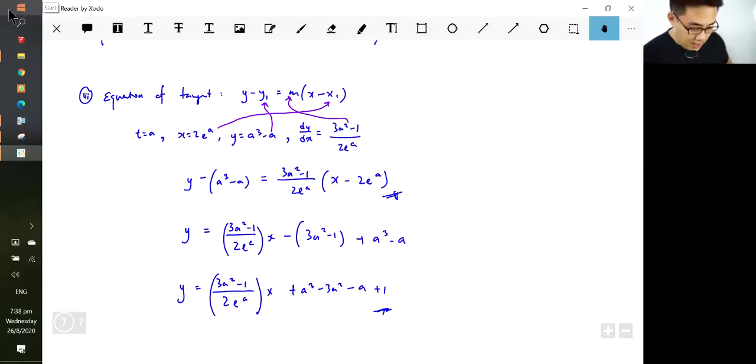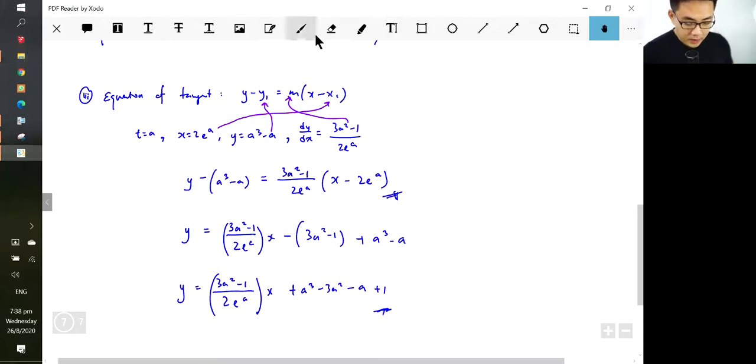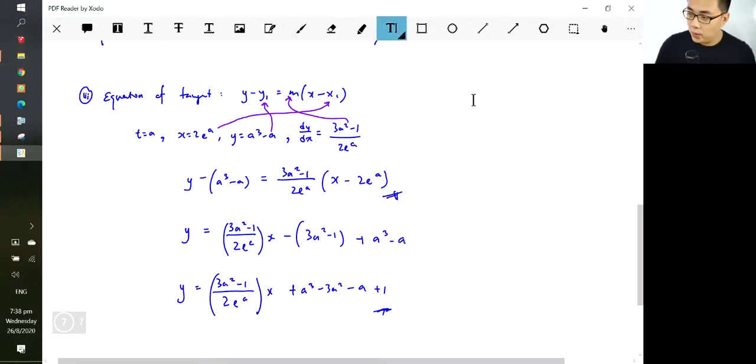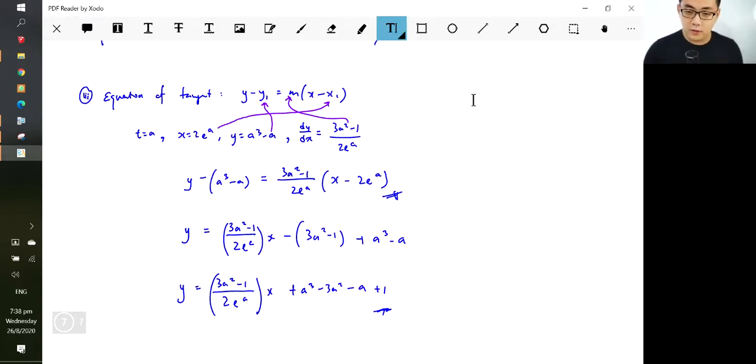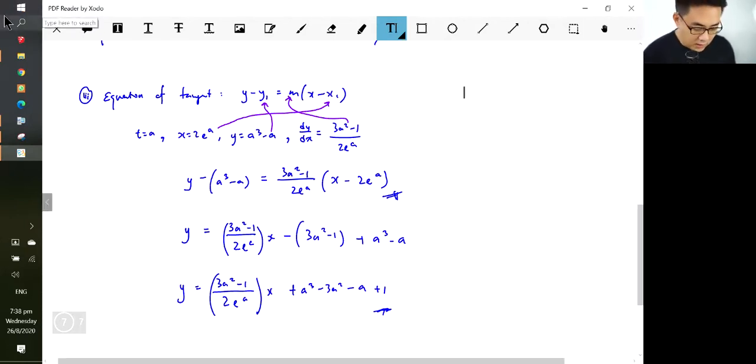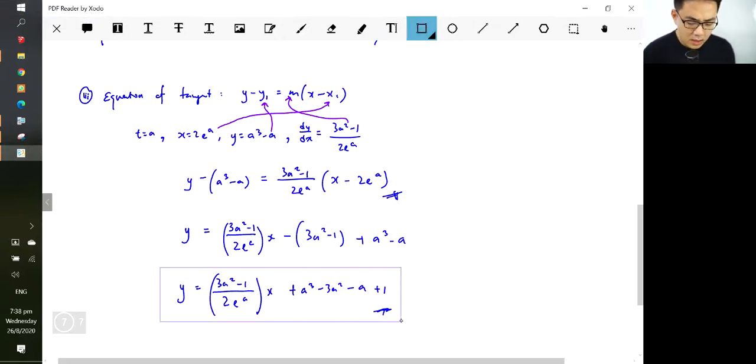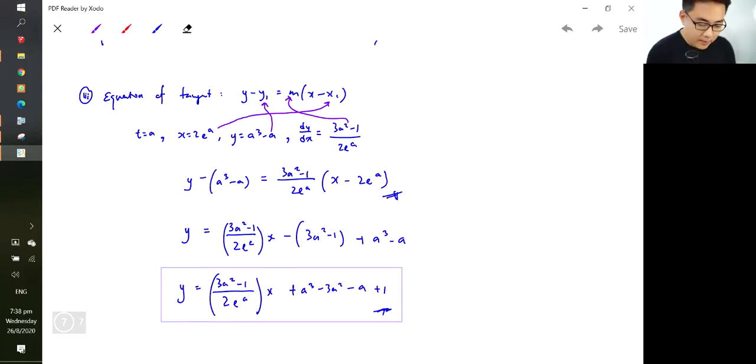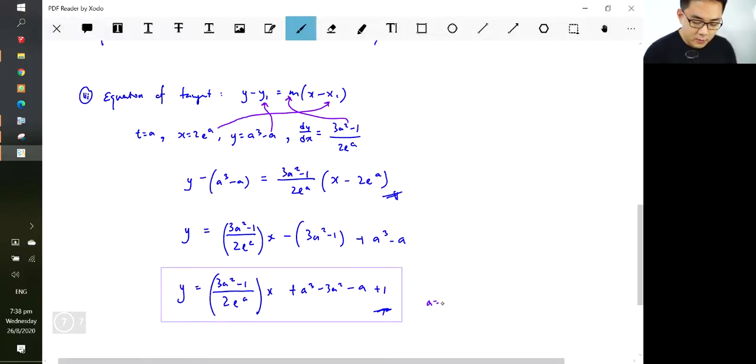Now, remember what I said. For a parametric equation, if you want to find the points, you find the parameter. You want to find the coordinates, you find the parameter. You find the equation of tangent, you find the parameter. You find the normal, you find the parameter. You find area, everything is parameter. So when you deduce this equation here, it depends on A. If A equals 1, I substitute inside here, then the equation of tangent will just be this.